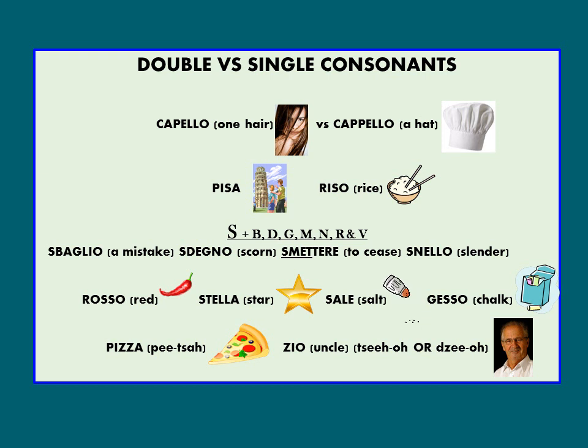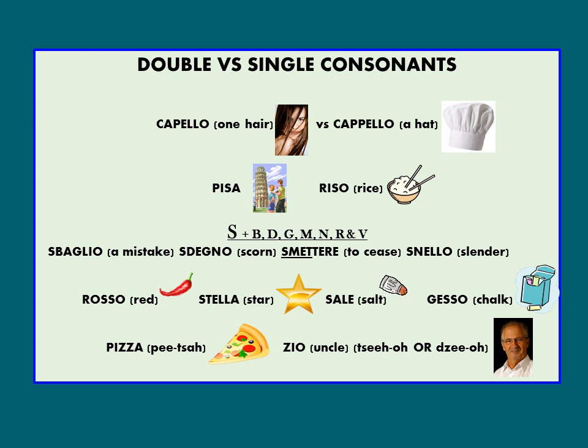When the same consonant is doubled, the sound must be emphasized. For example, you have capello, which means one strand of hair, versus cappello, which means a hat. The single P in the first example is sounded lightly. The double P in the second example is stressed. Listen closely. Capello, cappello. Can you hear the difference?